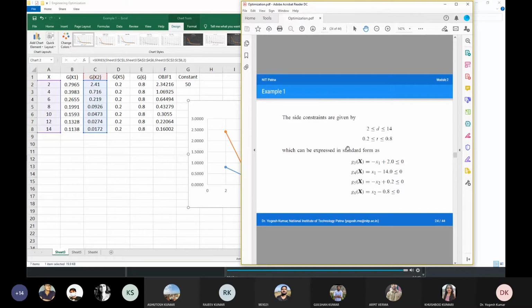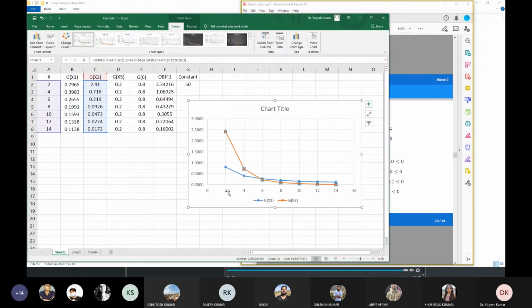I have entered the values corresponding to other constants also, like for G3. What is the G3 constant? G3 is x1 greater than or equal to 2. Your x1 means your mean diameter is always greater than or equal to 2. So this will be a certain line passing through this point 2.